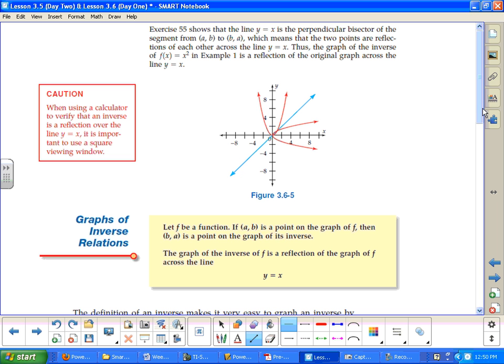So there's a caution that says when using a calculator to verify the inverse is a reflection over the line y = x, it's important to use a square viewing window. In other words, make sure that your increments go the same in both directions. Okay.